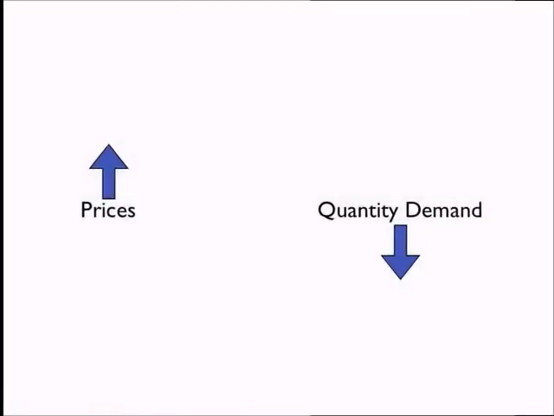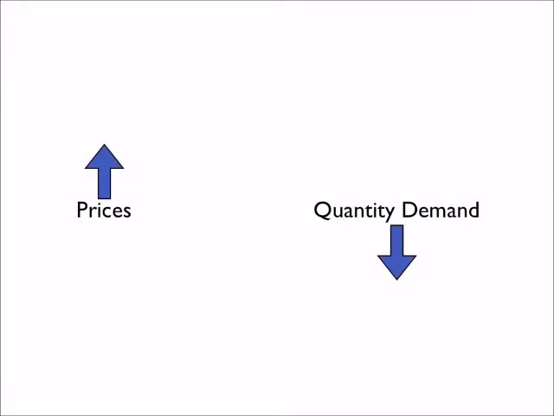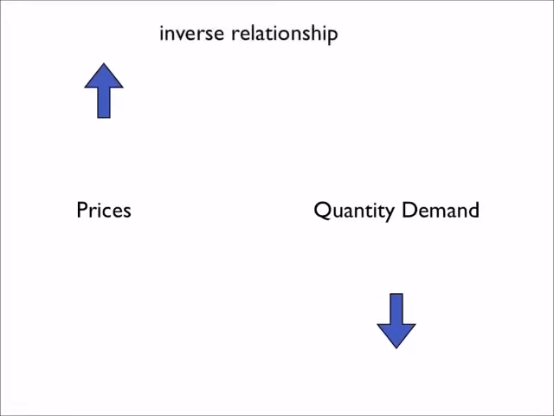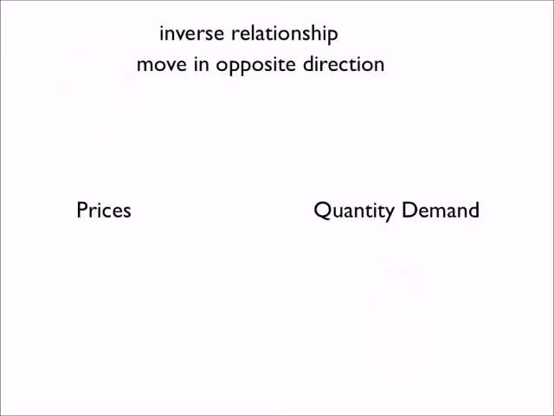In other words, prices and quantity demanded move in opposite directions, and there's an inverse relationship. They move in opposite directions. Prices go down, quantity demanded goes up.